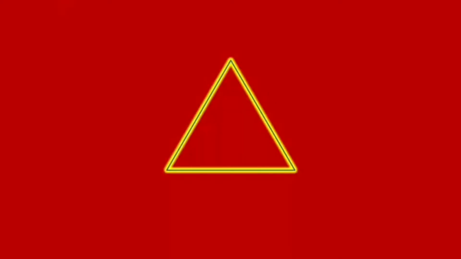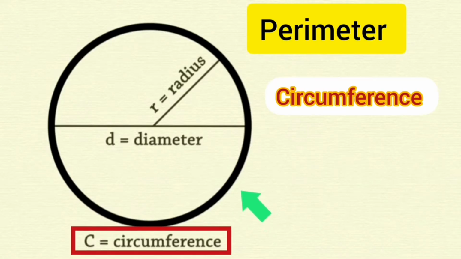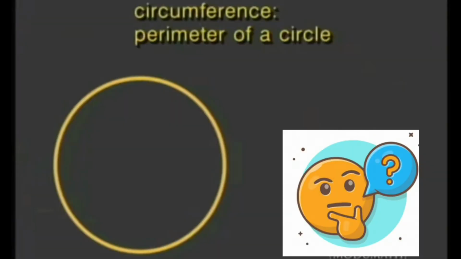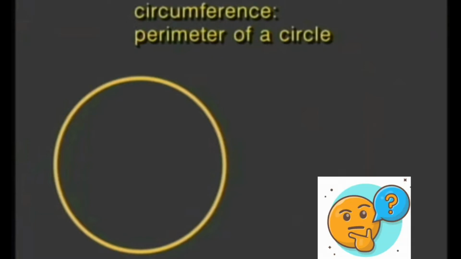You must be thinking, perimeter of a circle? Yes, you are right. We have a special name for the perimeter of a circle. It's called circumference. But how do we measure the circumference of a circle? As we know, this boundary of the circle will be its perimeter. The circle is round and the scale we use to measure any length is straight. But how do we measure the circumference of this circle? Let's understand this in detail.